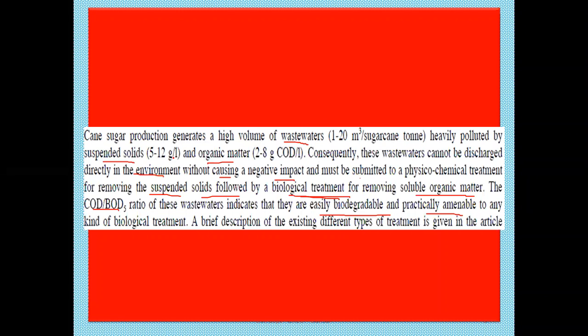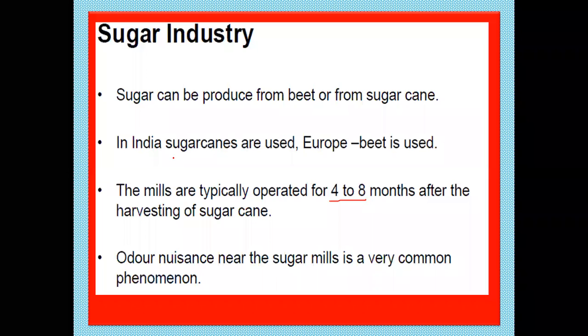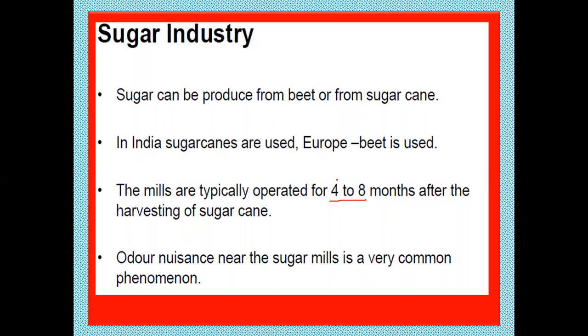So before dumping into the environment, these pollutants should be properly eliminated, or else what happens, you are causing some environmental problem, right? Write these as main points. So in India, these mills are typically operated 4 to 8 months in a year. So 4 నుంచి 8 months వరకు ఆపరేట్ అవుతుంది.